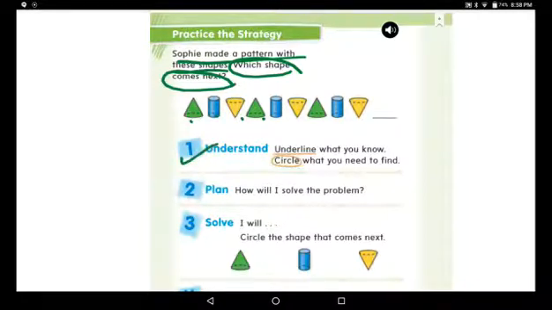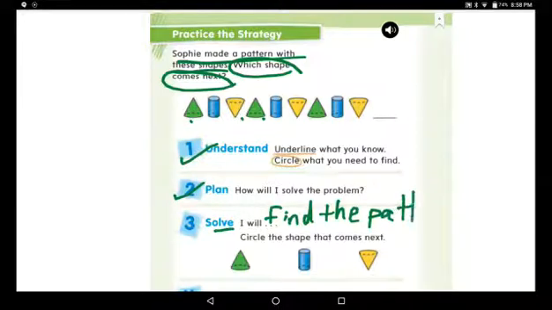Now, let's plan. How will I solve the problem? Let's see. I will solve it by finding the pattern. Okay, what's the meaning of the pattern again? This is R, okay? So you don't get confused. This is R. What's the meaning of pattern again? Pattern means to repeat the same thing with the same order.